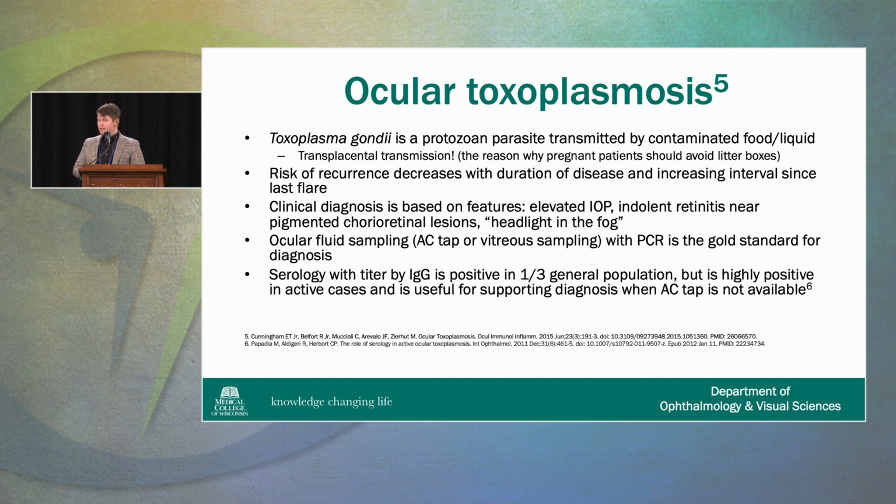You can also check some patients by serology, but I will caution you that 1/3 of the general population is positive for IgG for toxoplasmosis, so it is helpful in confirming your suspicion. So if you have a positive IgG, a negative IgM, and you've got a patient that has a classic pigmented lesion with headlight in the fog appearance, you can be pretty sure you're dealing with toxo. However, you can't be positive. That's why we talk about that AC fluid tap, okay? So if it starts doing something atypical as you're treating it, you should rethink about doing the AC tap. Likewise, I would use the negative. If you have a negative IgG, IgM, I would be pretty confident I'm not dealing with toxoplasmosis in that case.